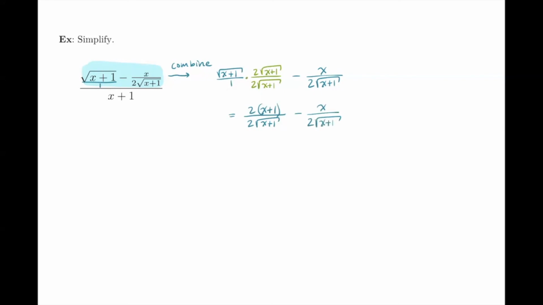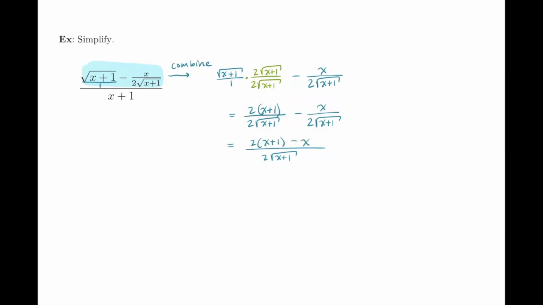Now you might be tempted here to cancel out the 2's. But remember that the reason that we were doing this was to get this 2 in the denominator here, so we can then combine these two fractions together. So when we combine these, they're going to have our LCD of 2 radical x plus 1 in the denominator. Then we will just simply subtract their numerators. So here we'll have 2 times x plus 1 minus x.